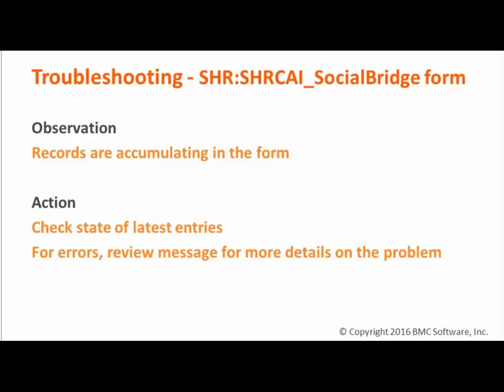What's the action that we can take? You can check the state of the latest entries. If you look at the social bridge form, you can see what the last modified date is. What are my current entries? You can always find that. And for errors, review the message so that we can get more details on the problem. If you're filing a support ticket, these messages would help us immensely in trying to figure out where the problem is. Even for the support person to handle this would help them.